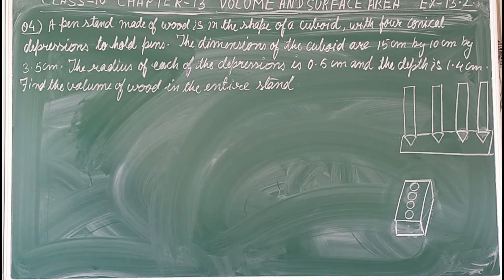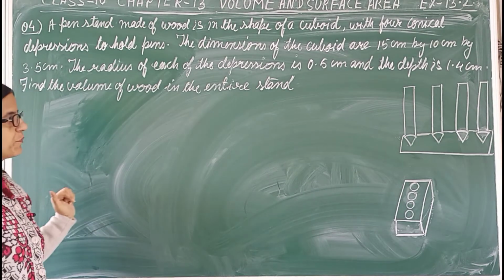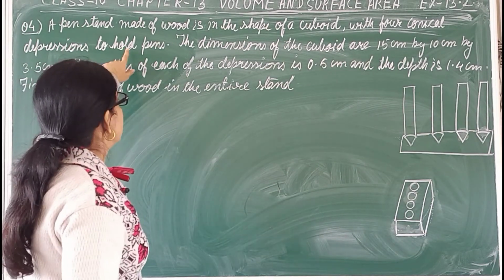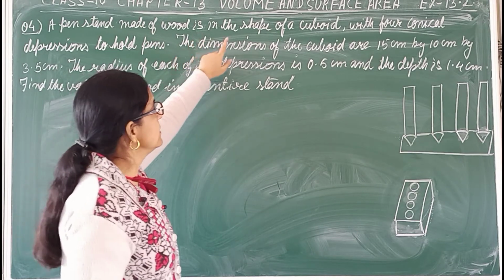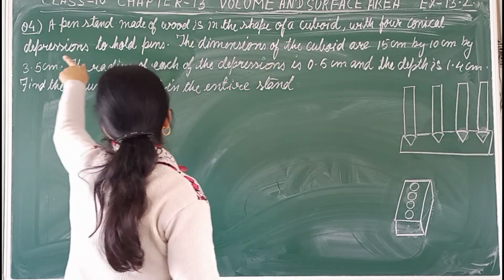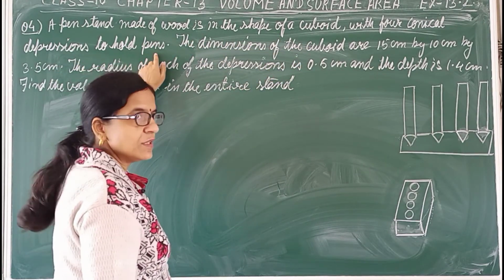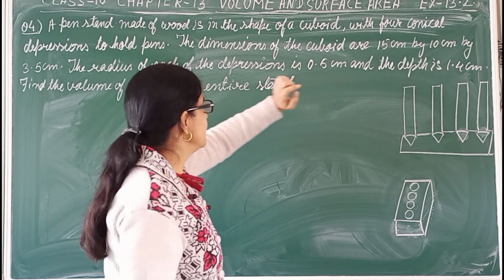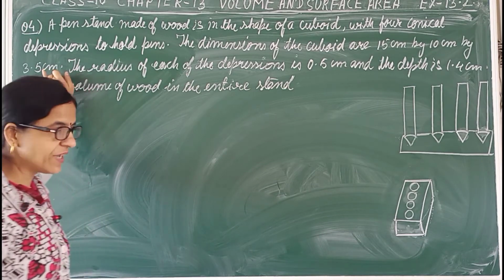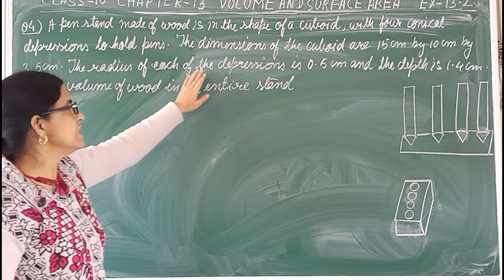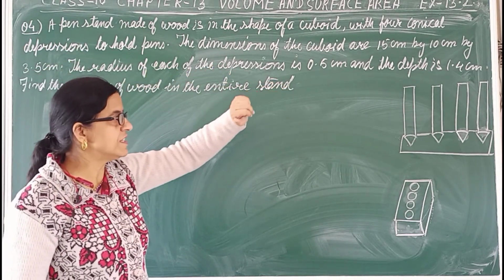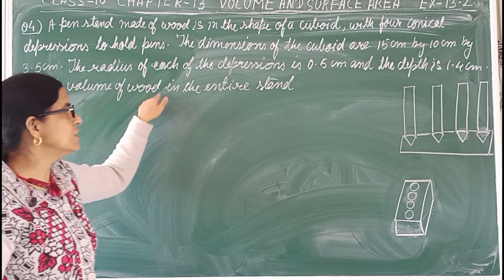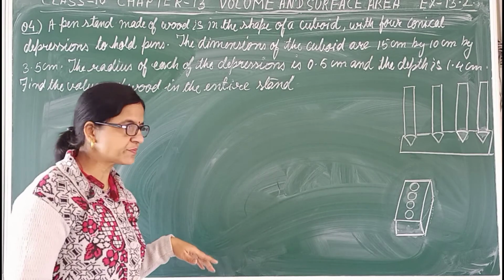So let us move to the next question, that is question number 4. I am reading the question once. A pen stand made of wood is in the shape of a cuboid with 4 conical depressions to hold the pens. The dimensions of the cuboid are 15 cm by 10 cm by 3.5 cm. The radius of each of the depressions is 0.5 cm and the depth is 1.4 cm. Find the volume of the wood in the entire stand.